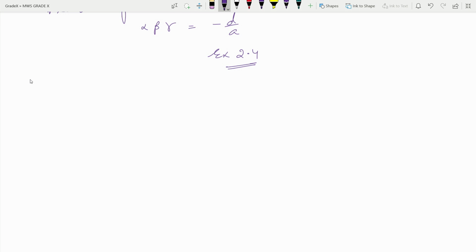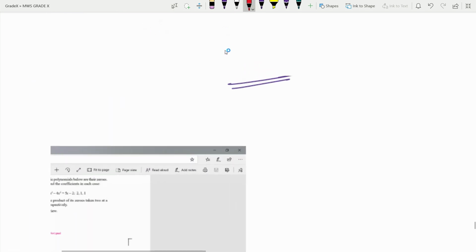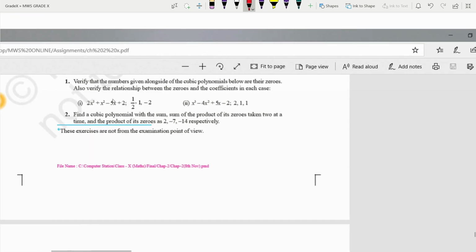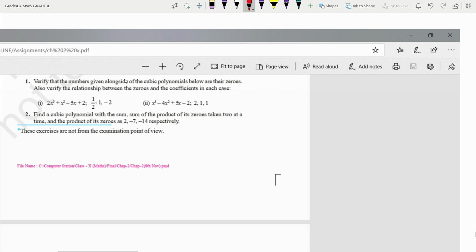Exercise 2.4, question number 1. Let me bring the exercise here. Here is exercise 2.4, question number 1. Verify that the numbers given alongside the cubic polynomial, this is a cubic polynomial, and the three numbers are given alongside. Prove that or verify that these are their zeros, and also verify the relationship between the zeros and coefficients in each case. Okay, so first of all we need to check whether they are the zeros.